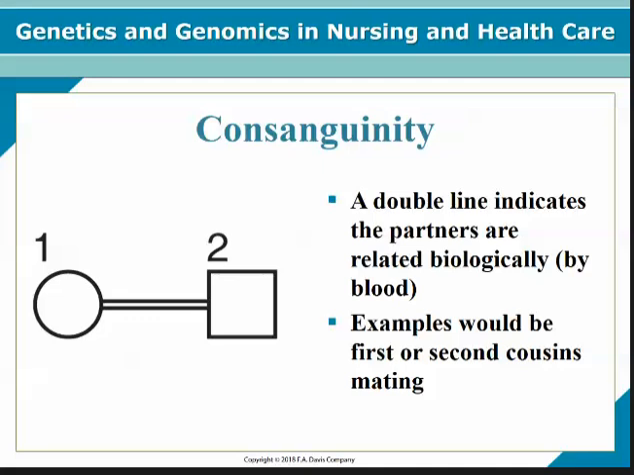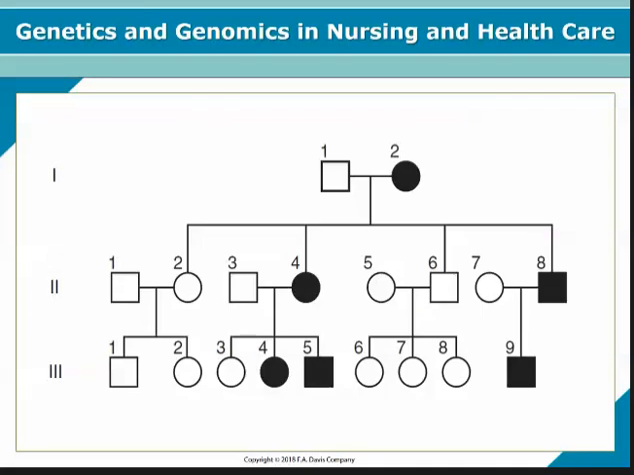So these are a couple of examples that are also included in your textbook at the end of the chapter with an answer key, and you can see that this example is of an autosomal dominant trait. It occurs in every generation, and you can see it affects males and females at the same frequency.